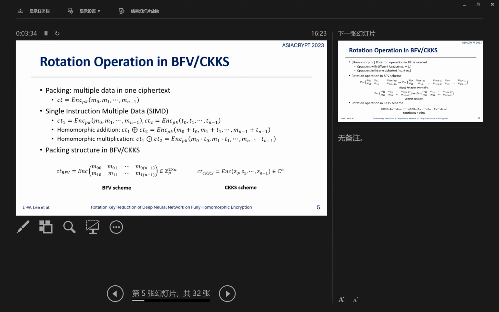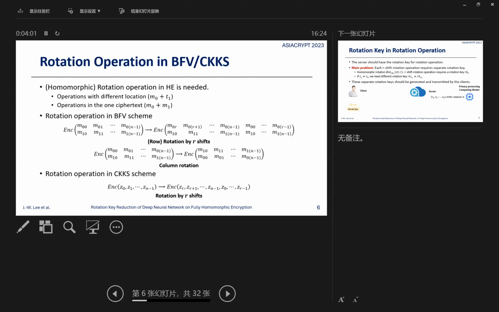So the packing structure in BFV and CKKS is very similar, but slightly different. BFV is encrypting a matrix, 2 by n matrices, and the CKKS scheme is a one-dimensional vector of complex numbers. The BFV scheme uses integers modulo P.